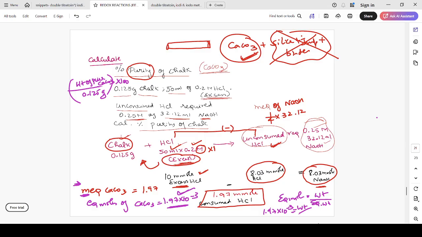What is the equivalent weight of calcium carbonate? The molecular mass of calcium carbonate is 100 gram. Then what will be the equivalent weight? It will be 50 grams, right? So this is 50 here. From here I am calculating the weight. The weight is around 98.5 into 10 power minus 3, divided by 0.125, into 100. This will give us the purity of the chalk piece.